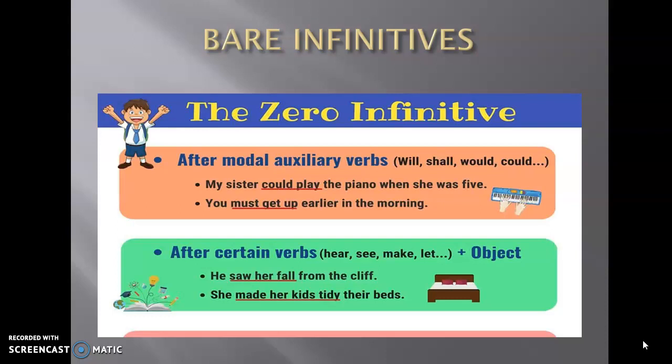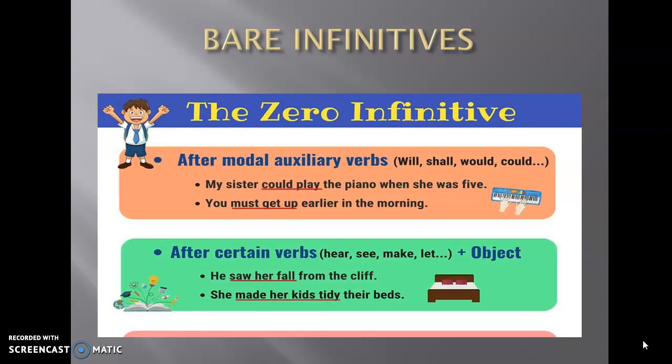You must get up. Must is a modal. Get up is the first form of verb. It is a zero infinitive without to and it has come after the modal must. Secondly, bare infinitives also come after certain verbs like hear, see, make, let. I saw her fall. So saw is a form of see, just like it is mentioned in the brackets above. And what is the verb after see? Fall. Fall is the zero infinitive.